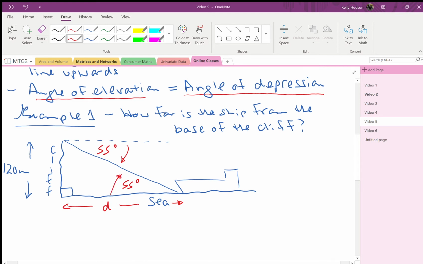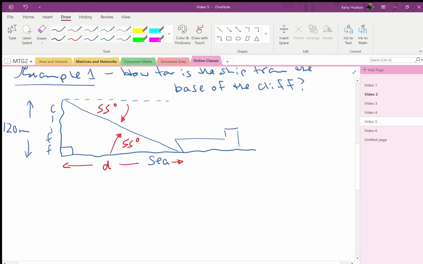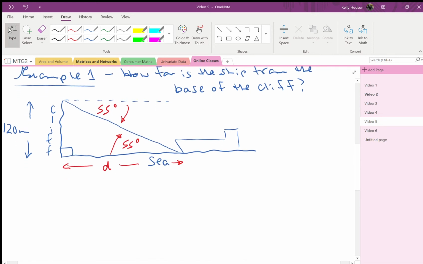Now once I've done that, I've then got a triangle in which I have an angle, an unknown side and a known side. So I'll redraw the triangle. I've got my 55 degrees in the corner. I've got my cliff, which is 120 metres. And I've got my D, which is my unknown side. Now the right angle is next to the cliff. So now I've created a right angle triangle with the information I need.